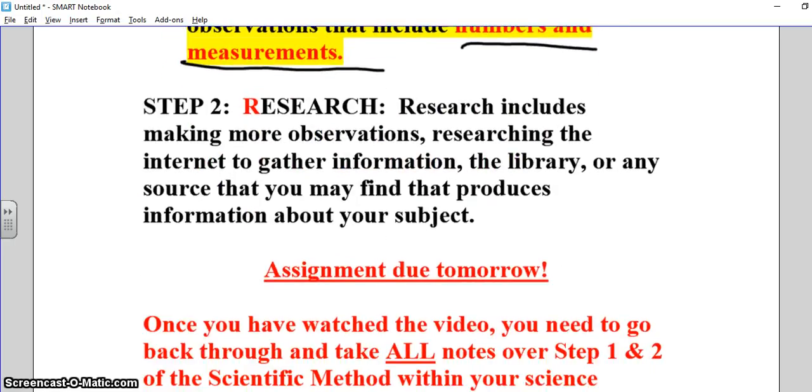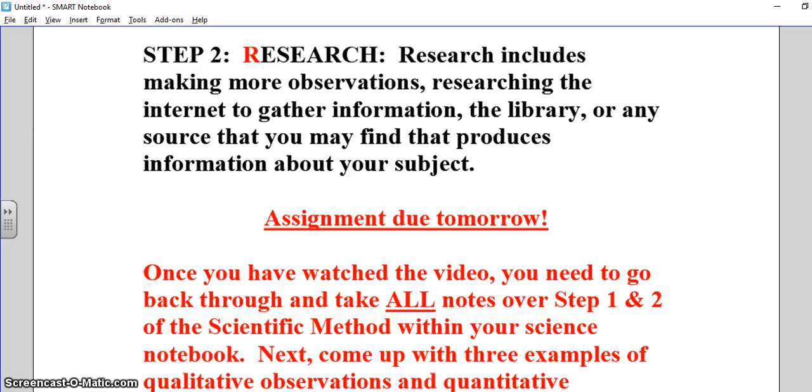Okay. The next one we're going to move on to is going to be research. All right, guys. So research includes making more observations, researching the internet to gather information, using the library. We're going to spend a couple of days in the downstairs library really researching our topics, or any resource that you may find that produces information about your subject. And we will help you guys with the research process. We do all of that here at school.